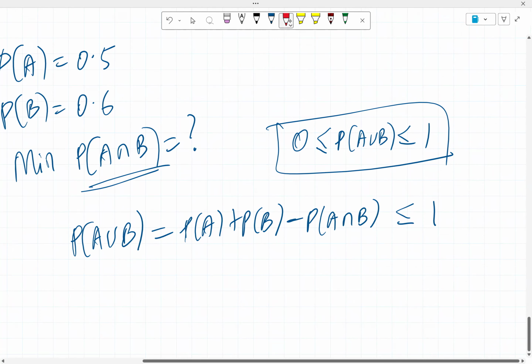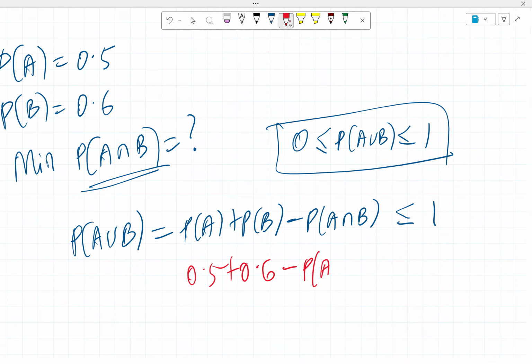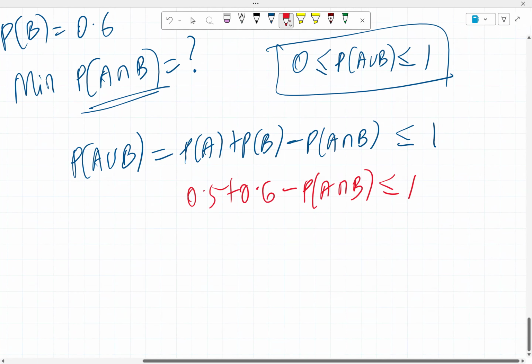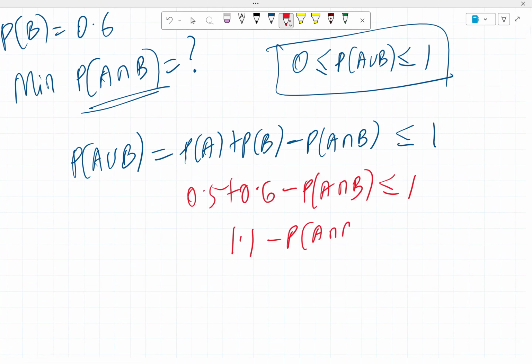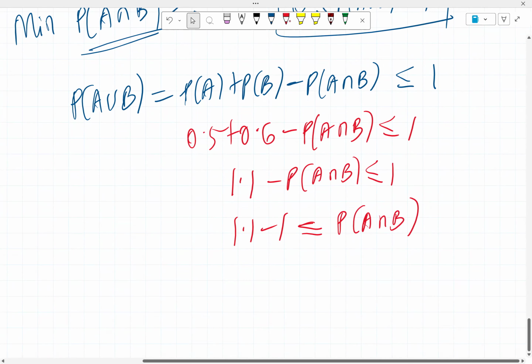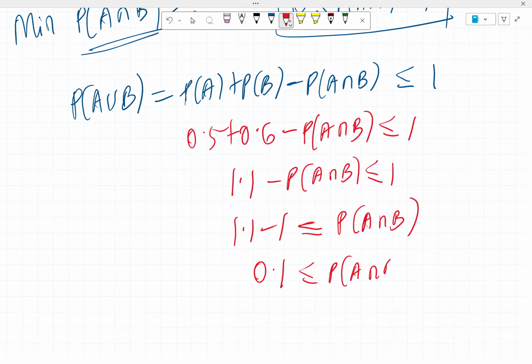So now, if we have the probability of A as 0.5, the probability of B as 0.6, minus the probability of A intersection B, that should be less than or equal to 1. So 0.5 plus 0.6 is 1.1, minus the probability of A intersection B, has to be less than or equal to 1. That means 1.1 minus 1, so 0.1, should be less than or equal to the probability of A intersection B.